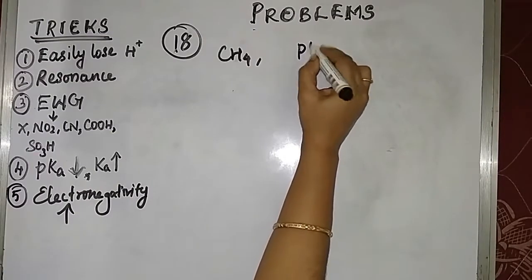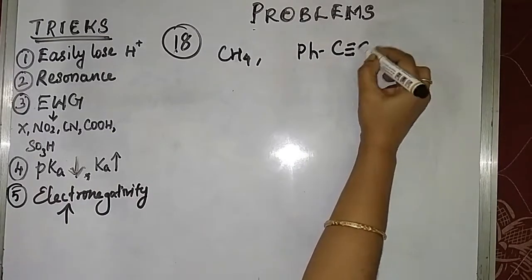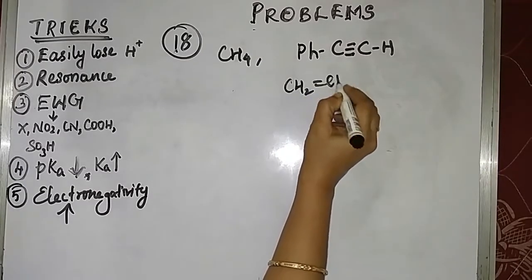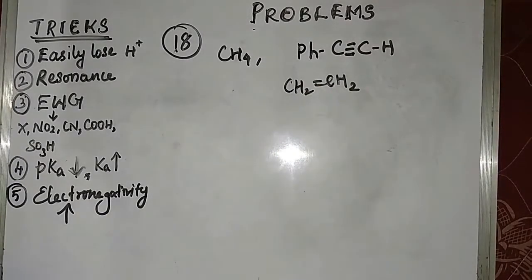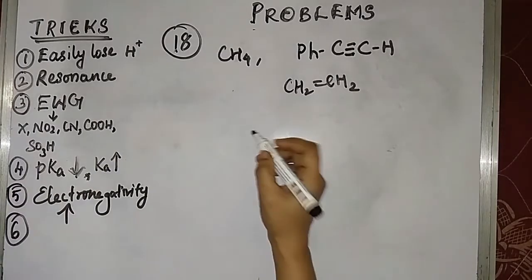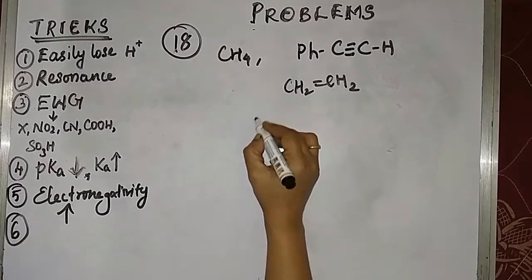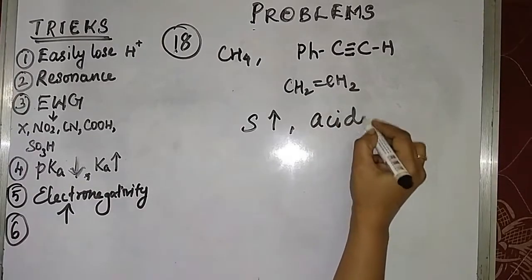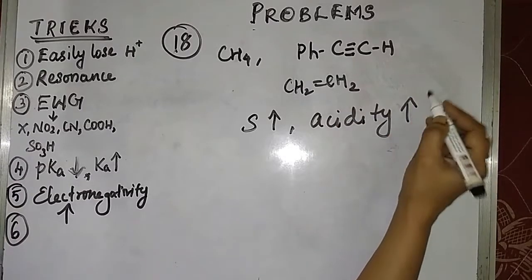Methane, phenylacetylene, ethylene. Phenylacetylene and ethylene. Just see, one more trick is also there here. I didn't explain the trick. What is that? Increasing the S character increases the acidity. Increasing the S character increases the acidity.